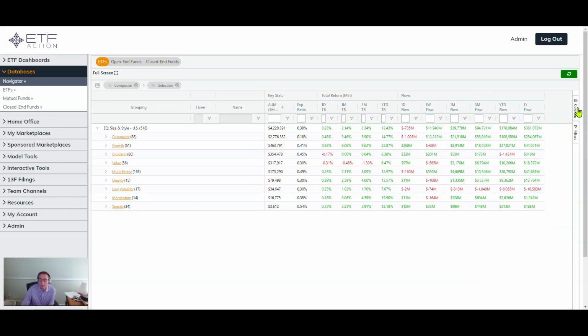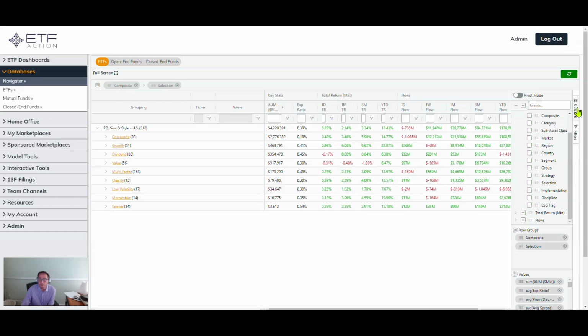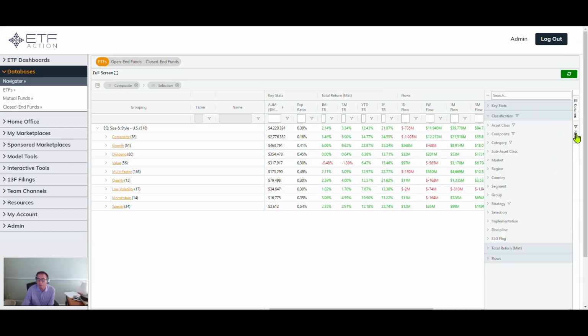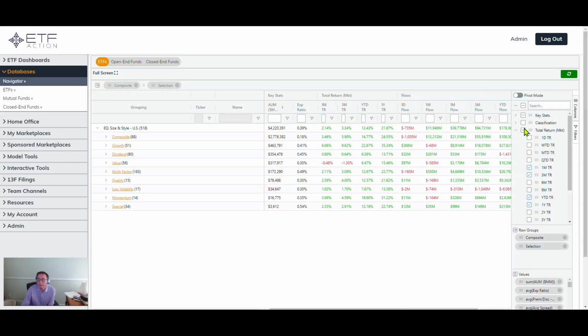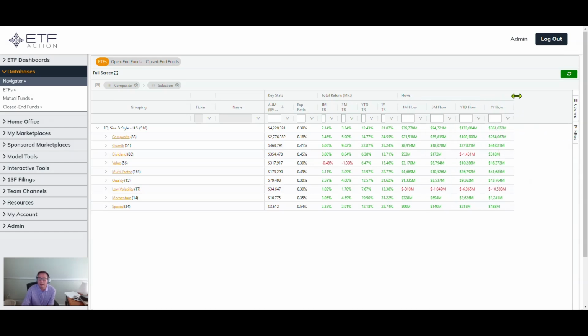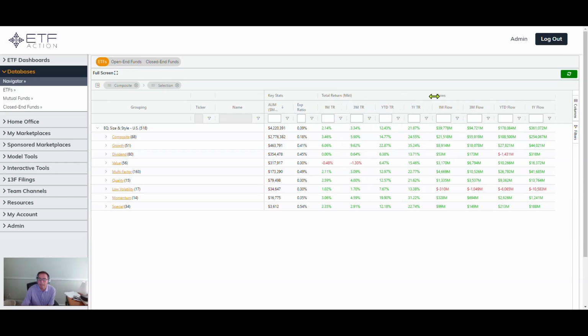Last thing I want to do is focus in on returns and flows. So I just want to add a couple more return data points in here. So I'm going to go into my columns, total return. I'm going to remove 1 day. I'm just going to stick with 1 month, 3 month, year to date, and 1 year. Similar with flows, I'm going to go in and just keep it clean, remove 1 day, 1 week, keep 1 month, 3 month, year to date, and flows, 1 year. So we're kind of looking at similar time frames. Now that I've got that set up, I can do a little analysis here and make my columns a little wider.